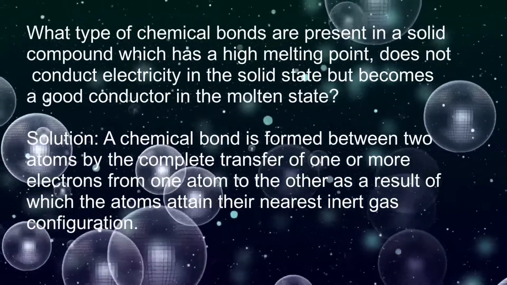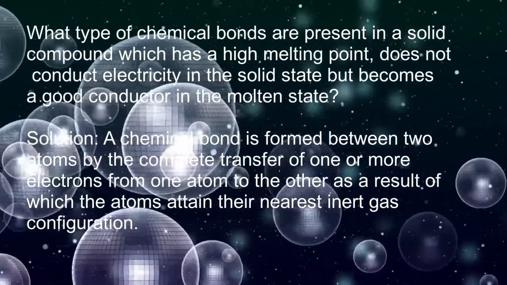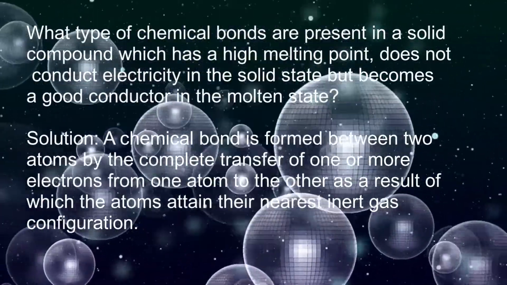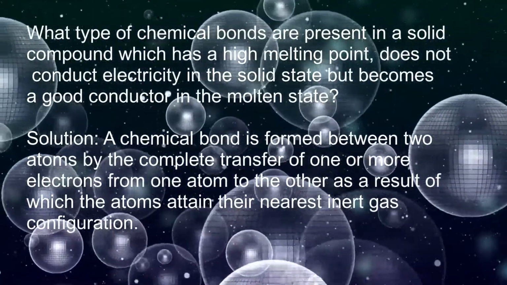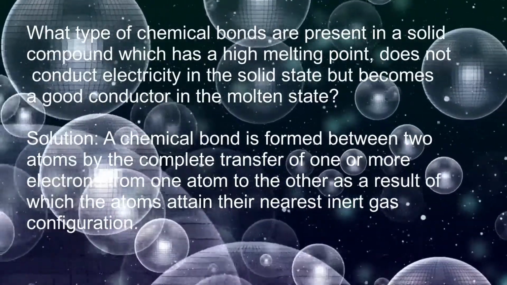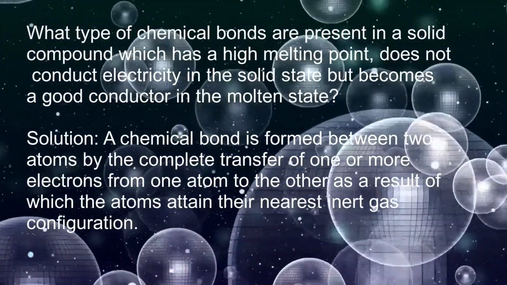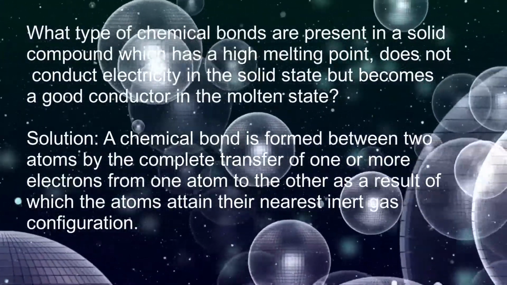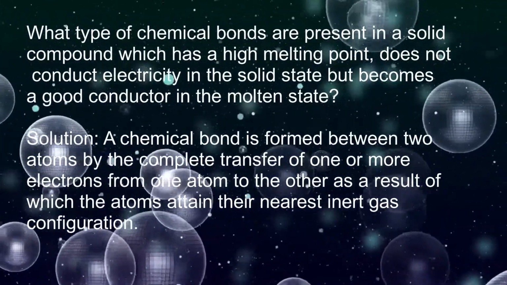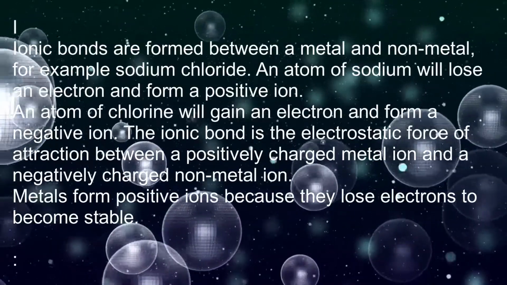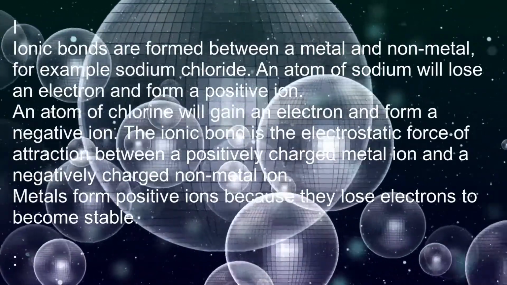What type of chemical bonds are present in a solid compound which has a high melting point, does not conduct electricity in the solid state, but becomes a good conductor in the molten state? Solution: a chemical bond is formed between two atoms by the complete transfer of one or more electrons from one atom to the other, as a result of which the atoms attain their nearest inert gas configuration. Ionic bonds are formed between a metal and non-metal, for example sodium chloride.